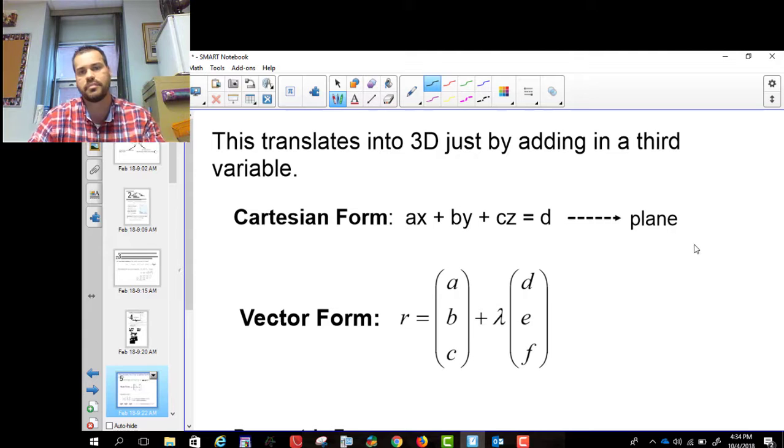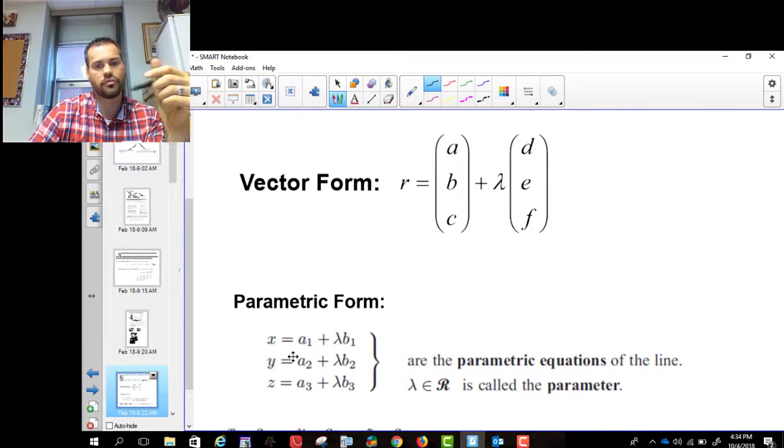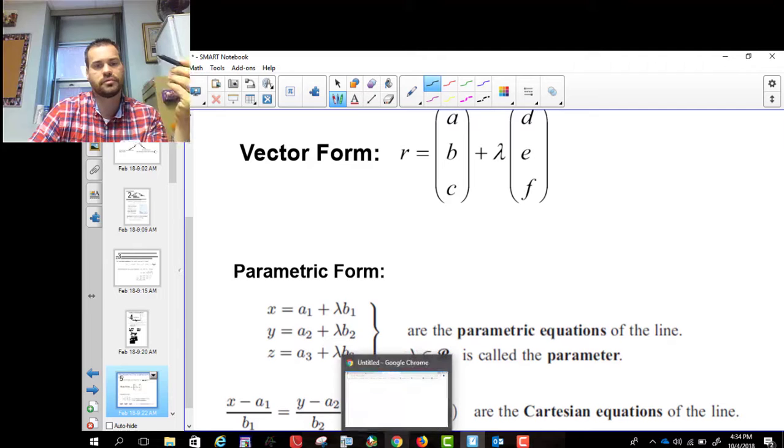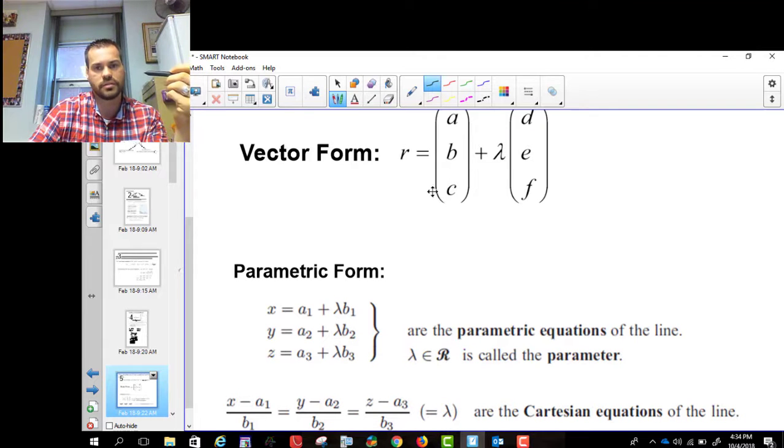That's a plane, and a plane is basically a flat surface that stretches out into a third dimension. So you kind of have a rectangle that goes to infinity. That's what a plane is. Vector form looks like that. Parametric form looks like this. Very similar. You just flip everything into three dimensions, so you add a third component.